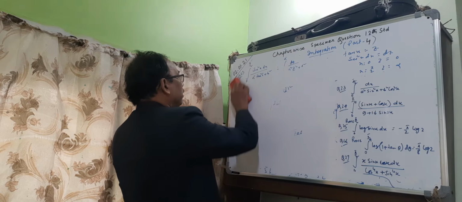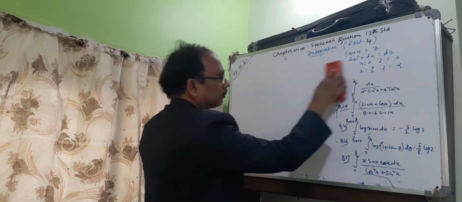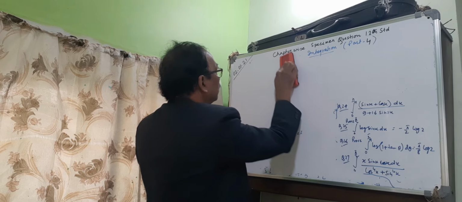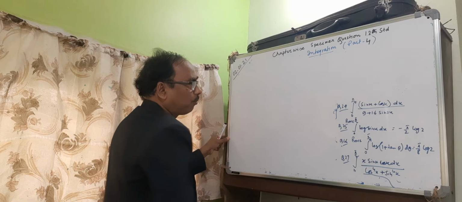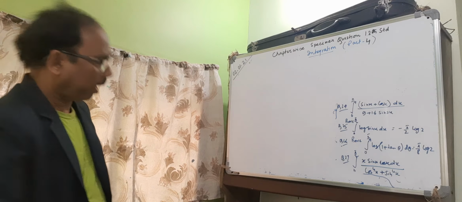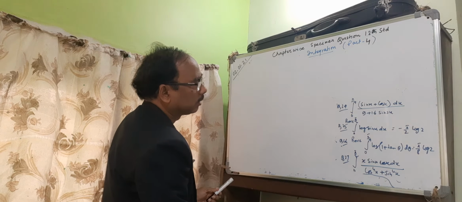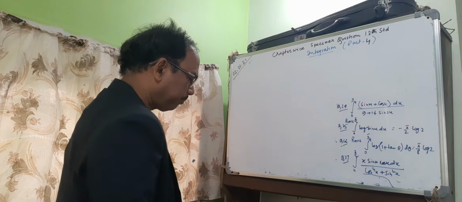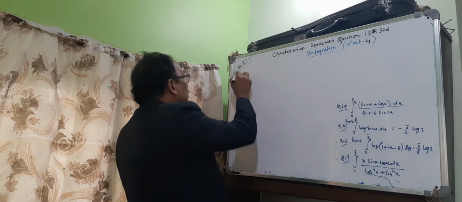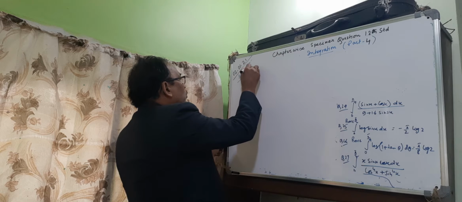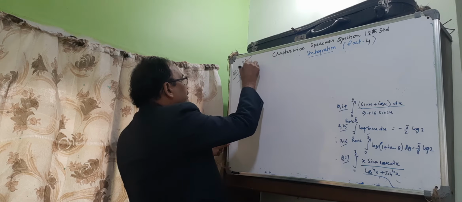Next, sum number 24. Sum number 24, you have to break it. First of all, 0 to pi by 4. Question number 24, 0 to pi by 4.